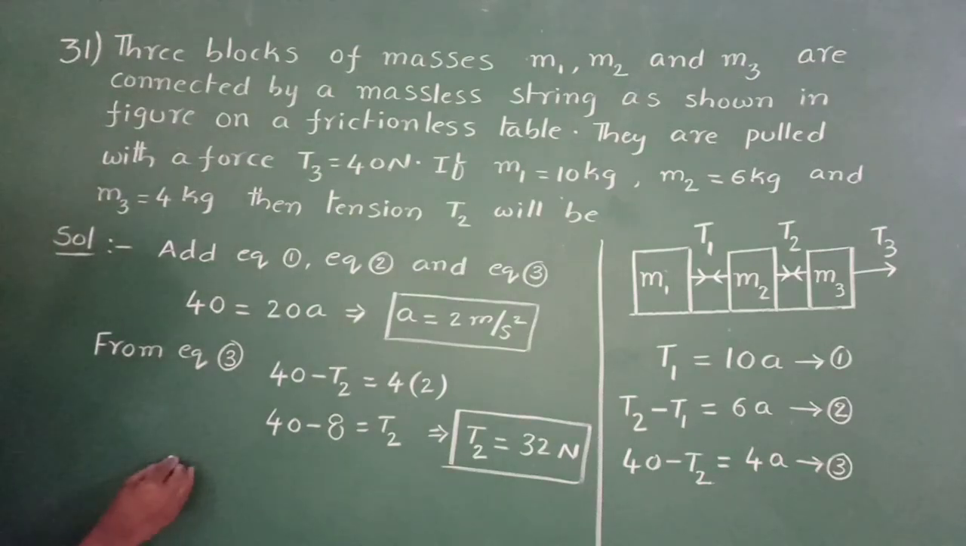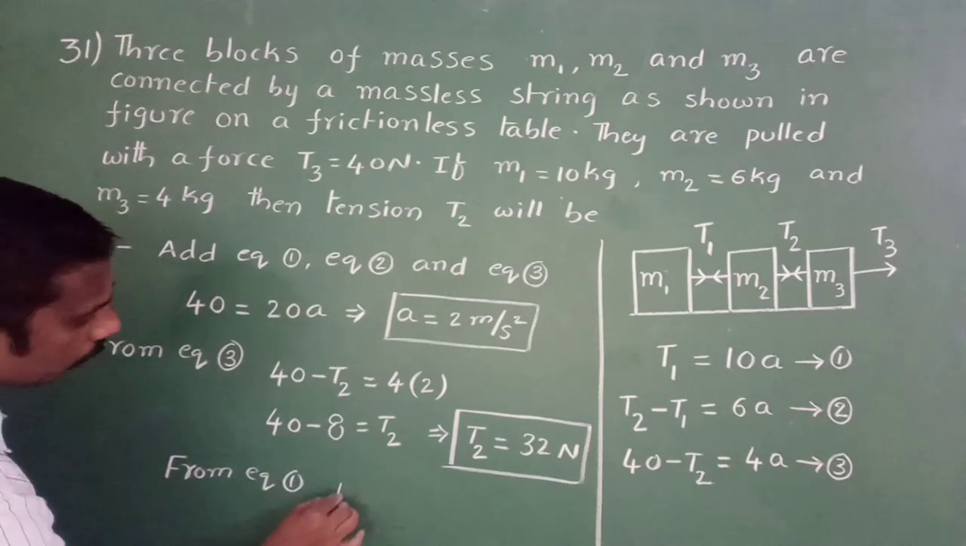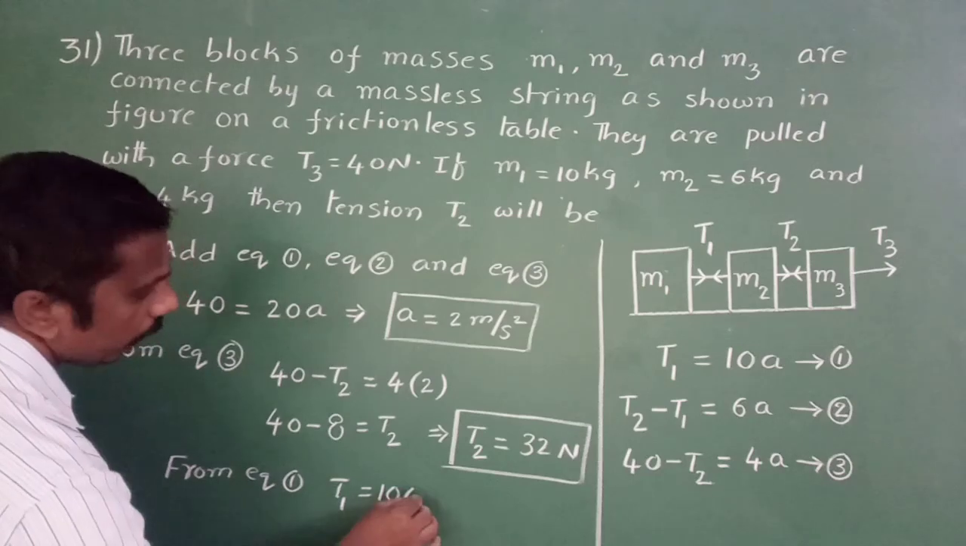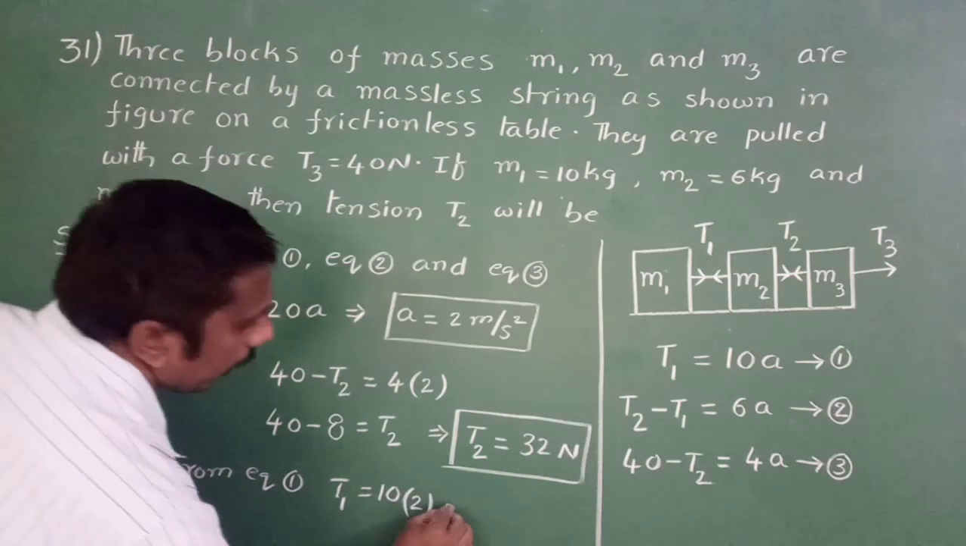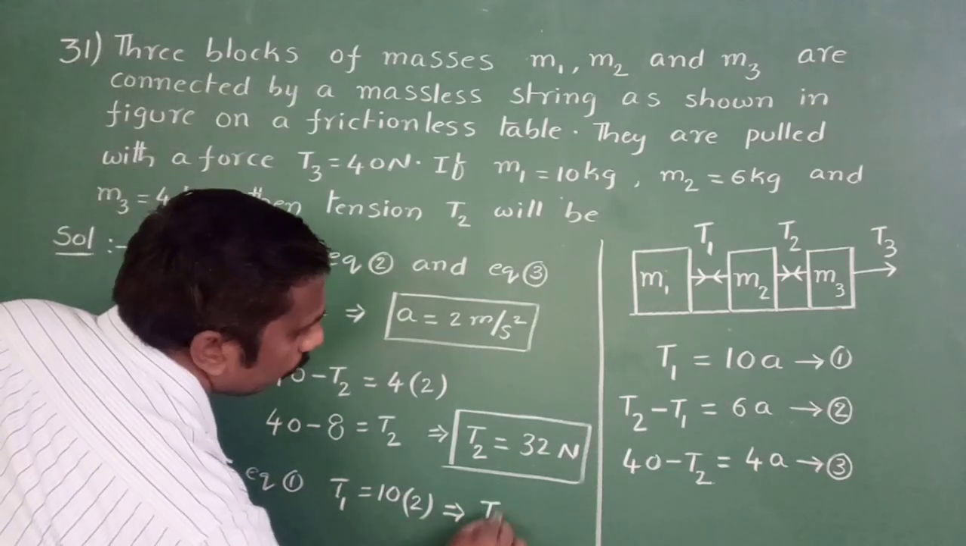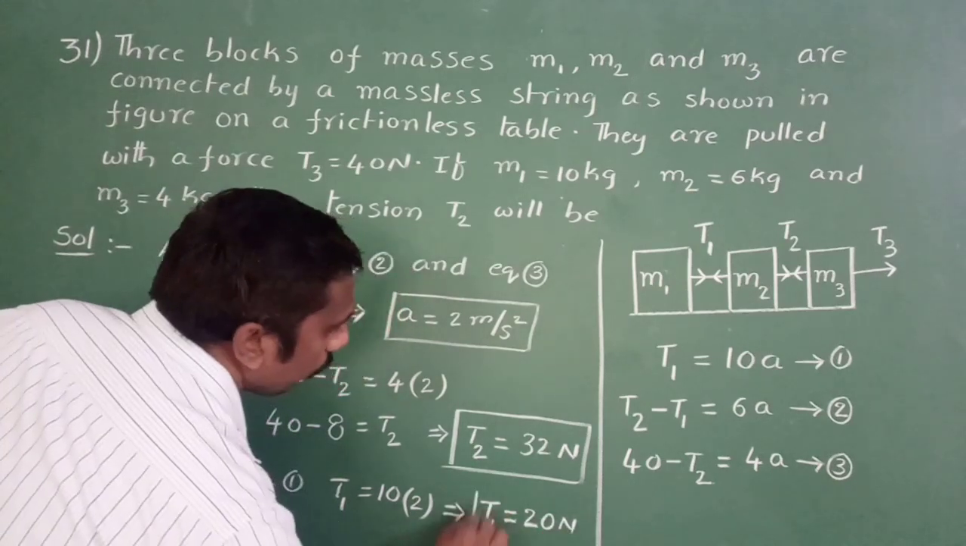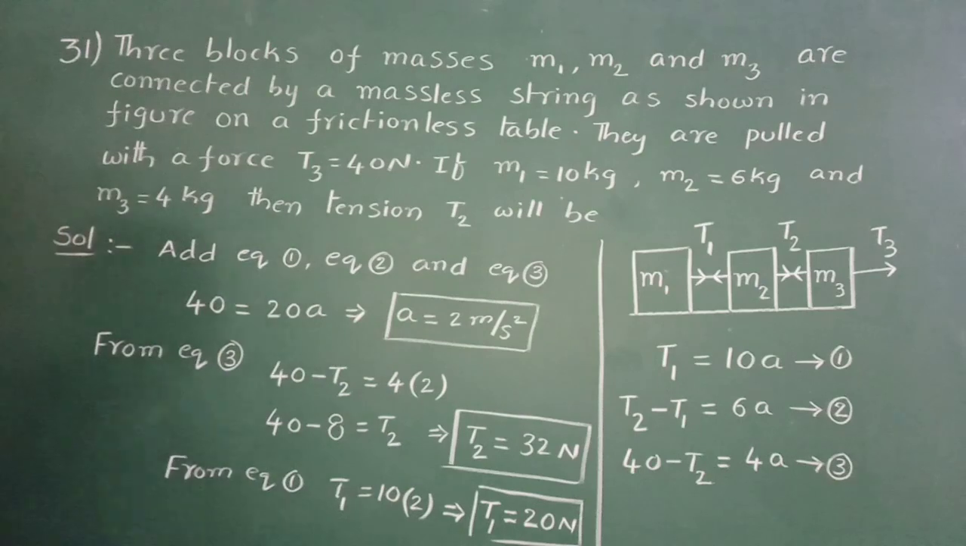From equation 1, T1 is equal to 10 into the A value 2. So finally we get T1 is equal to 10 twos are 20 Newton. T1 value is 20 Newton, T2 value is 32 Newton. Acceleration is equal to 2 meter per second square.